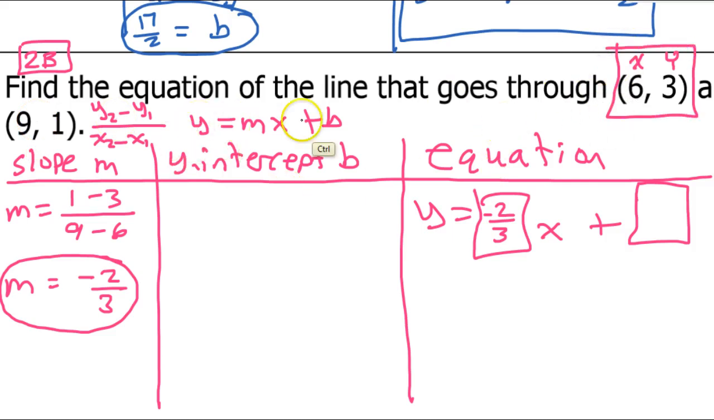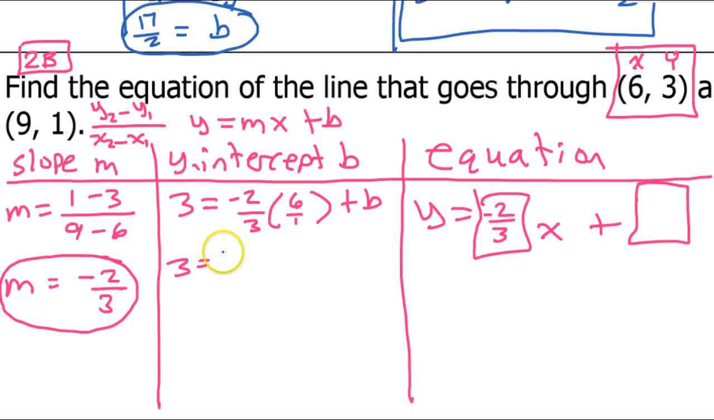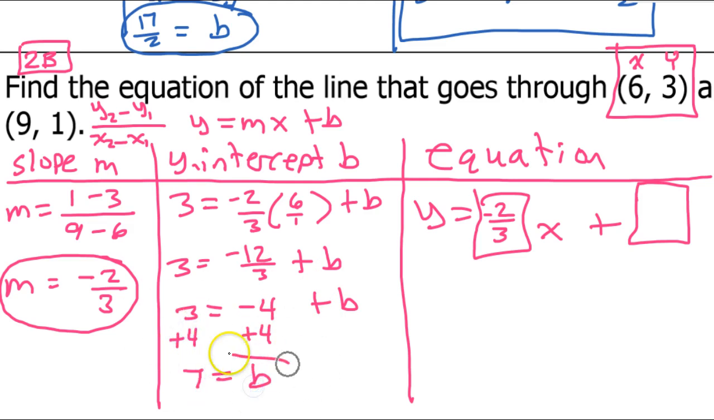So I need y equals. So I'm going to start with 3 equals. Next I have m. So that's negative 2 over 3. And then comes x, which is 6, plus b, which is what I'm looking for. Now 6 is like 6 over 1. So this is going to give me 3 is equal to negative 12 over 3 plus b. So that's 3 is equal to negative 4 plus b. And then if I add 4 to both sides, that gives me 7. So b is 7. So that goes right here.